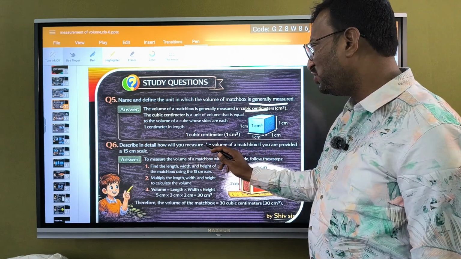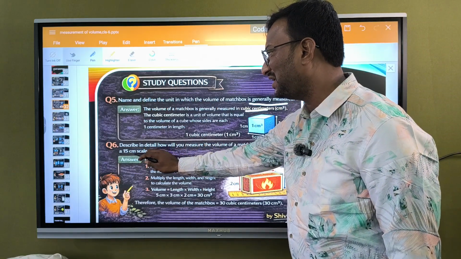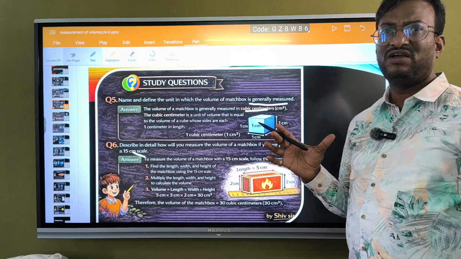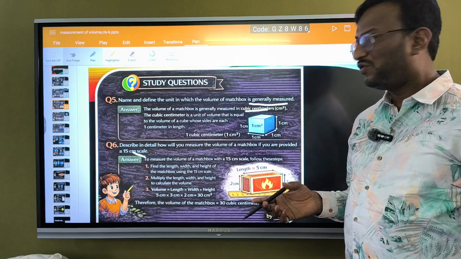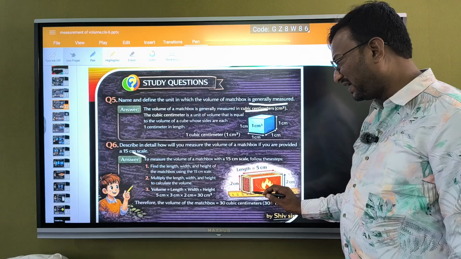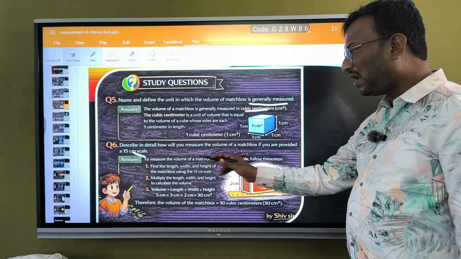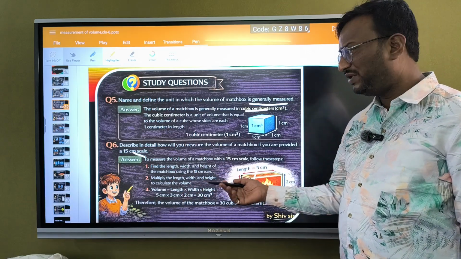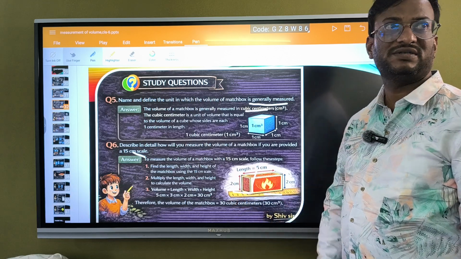Describe in detail how you will measure the volume of a matchbox if you are provided a 15 centimeter scale. Suppose we are given a 15 centimeter scale and we have to find the volume of the matchbox. We find the length with that scale, the breadth with that scale, and also the height with that scale. By multiplying all three, we get the volume: length into breadth into height.